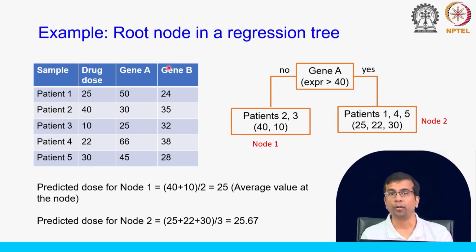The predicted dose for a node is simply the average value at that node. So, for node 1 the average value is 25, and for node 2 the average value is 25.67, and that will be the predicted value for node 2. Now, what would be the sum of squared residuals? If we take the patient 3 data and say we will predict patient 3 will fall in this node, and the dose value is 25, because the average value gives us the predicted dose, how much error are we making? This is where the sum of squared residuals comes into play.